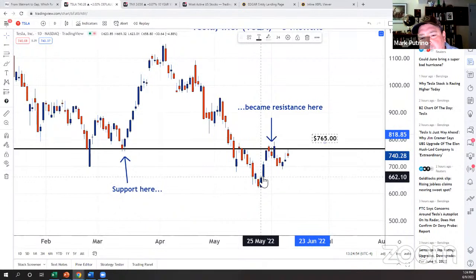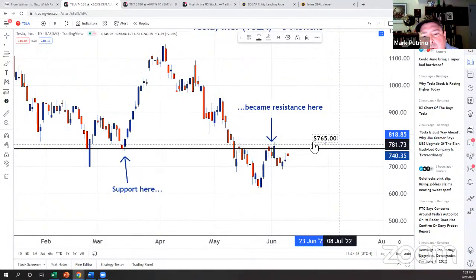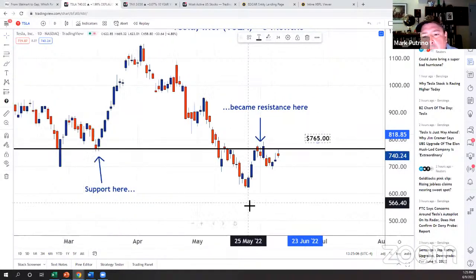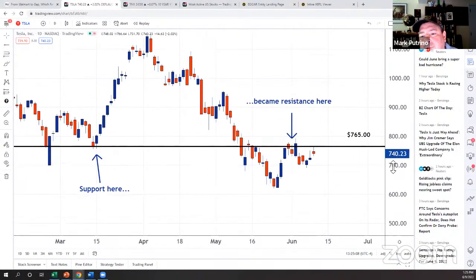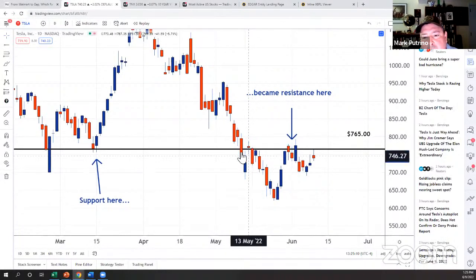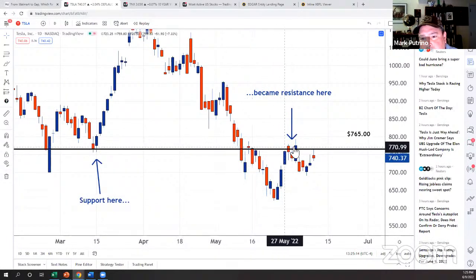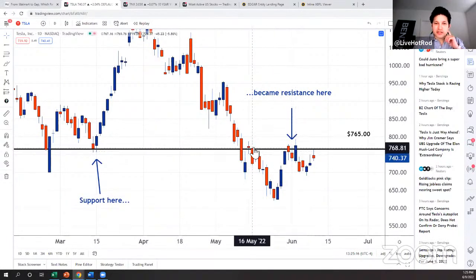you buy it here, it starts rallying, and you might start to ask yourself, well, gee, where should I sell it? Well, you look back into the past, because that's what this is here, and we see 765 was support. That's where I'm going to have my sell order, because there's a good chance it's going to be resistance. And sure enough, look what happened. Support turned into resistance.